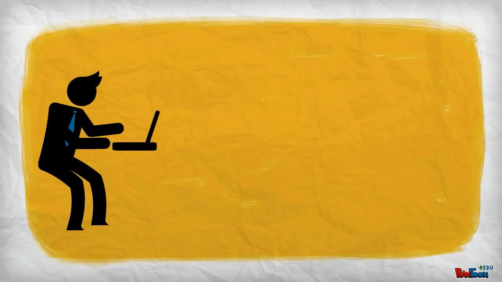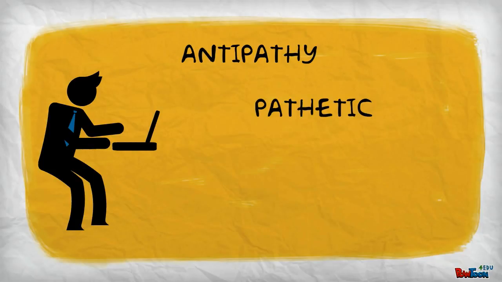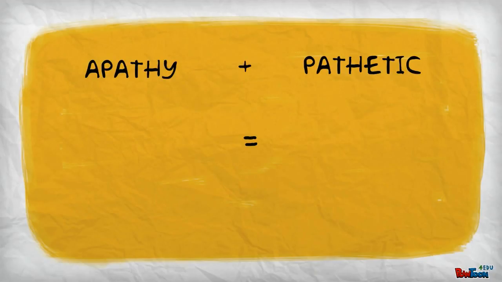There are other words. Antipathy, which is a natural and intense dislike of something. Pathetic, which is a sense of pity. Apathy, which is no feelings or to not care about something at all. Combine those last two, apathy and pathetic, and you have apathetic, an adjective used to describe a lack of feelings towards a subject.